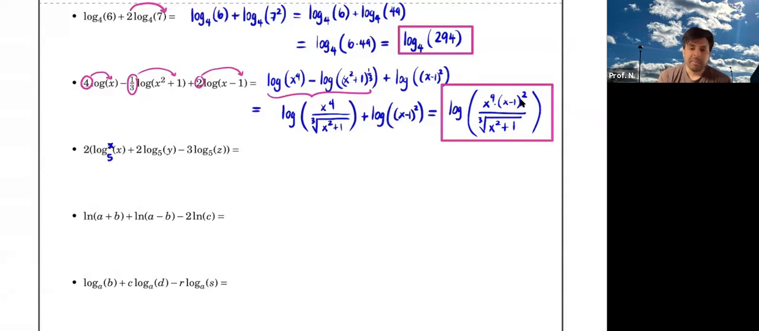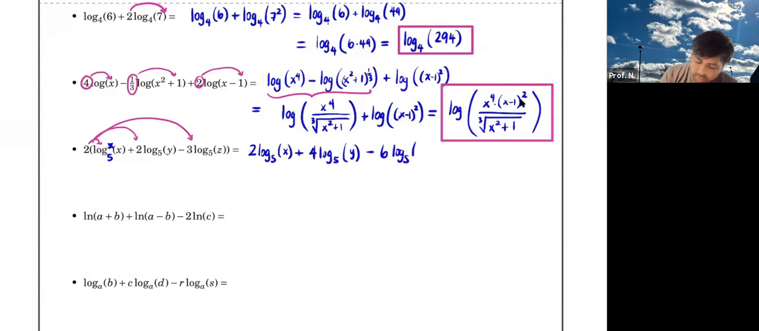Now what? So we have 2, and then we have a parentheses around it, log base 5 of x plus 2 log base 5 of y minus 3 log base 5 of z. So first, let's take care of the 2. Now be mindful that this 2 is applied to everything inside the expression. So let's distribute this 2 first. So what do we get? We get 2 log base 5 of x plus 4 log base 5 of y minus 6 log base 5 of z. Okay, now we have all the numbers that we need in front of the logs after we distributed this 2.